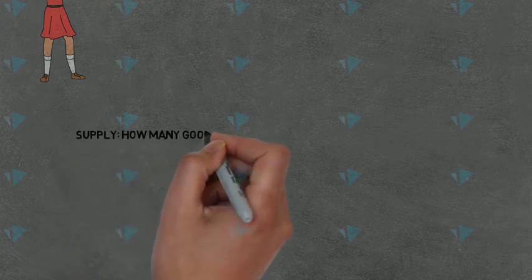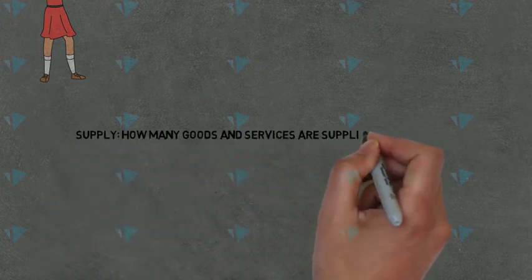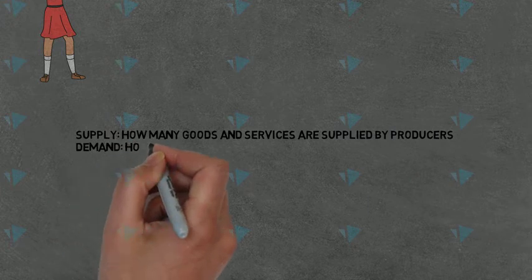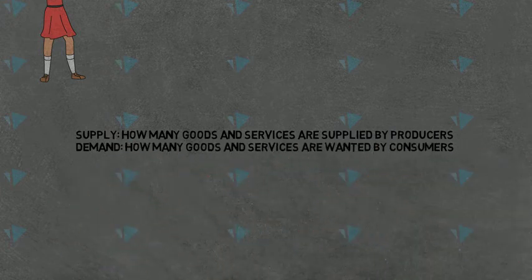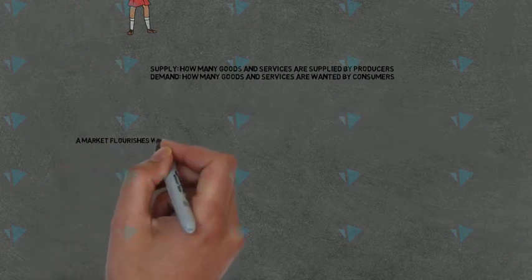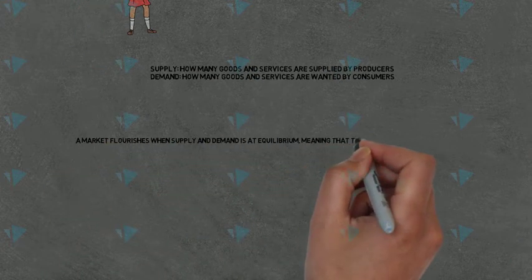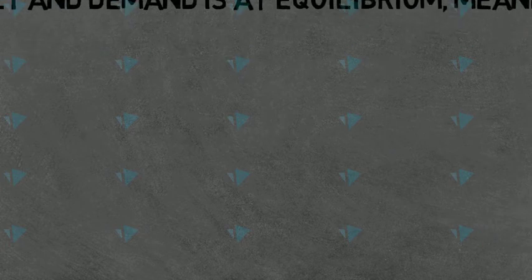This leads me to my next point, which is going to be supply and demand. Supply is how many goods and services are supplied by producers, while demand is how many goods and services are wanted by consumers. So a market flourishes when supply and demand are at equilibrium, meaning that they equal each other.